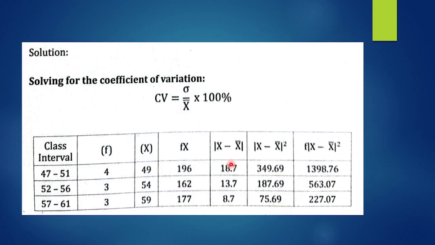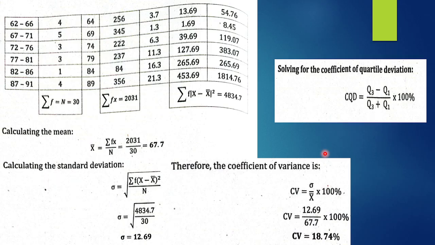So, just to continue, there is also f times the absolute value of x minus mean, that being powered by 2. So, let's complete the table so we can get this data here. So the summation of f, or the total number of frequency, is 30 and the total number of f of x is 2031.